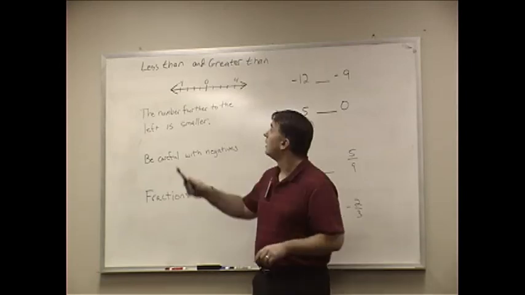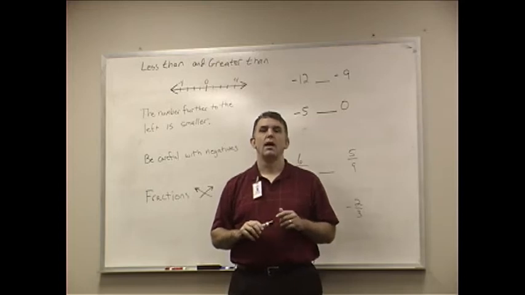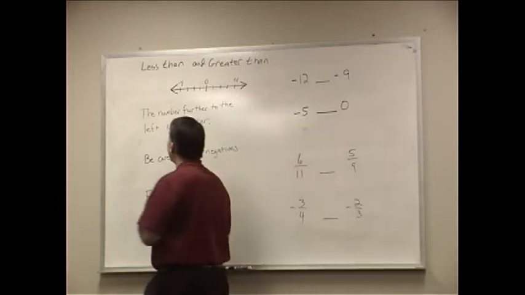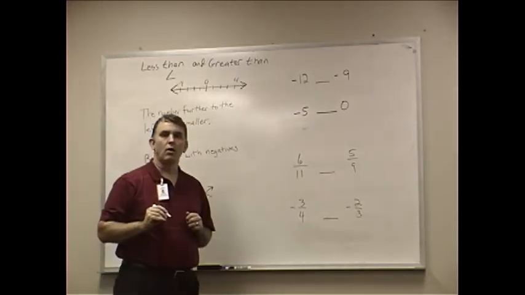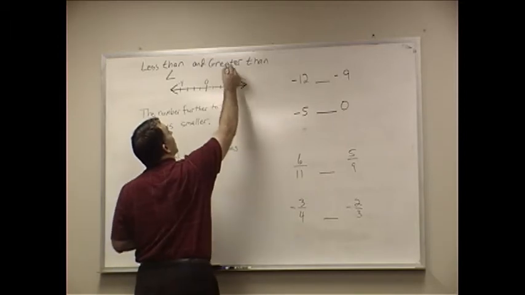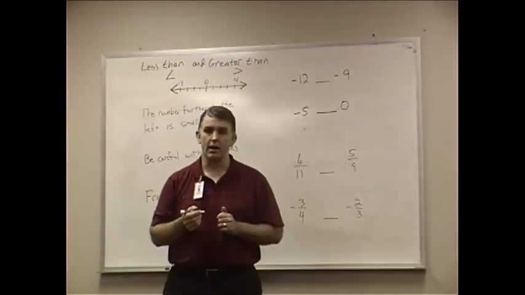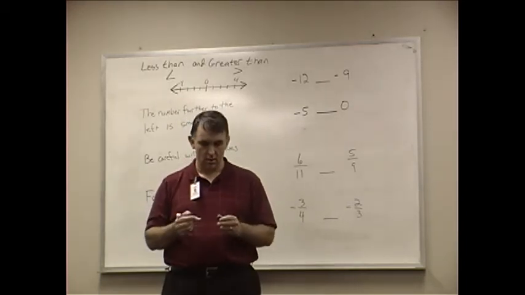Now let's look at less than and greater than. I think a lot of you know the symbols for this. The less than symbol is an arrow that points to the left. The greater than symbol is an arrow that points to the right. And you know, it's pretty straightforward.